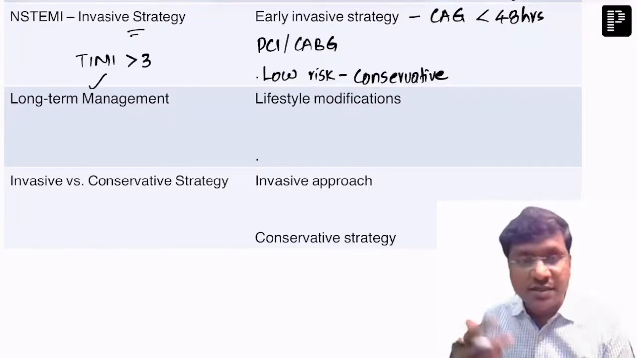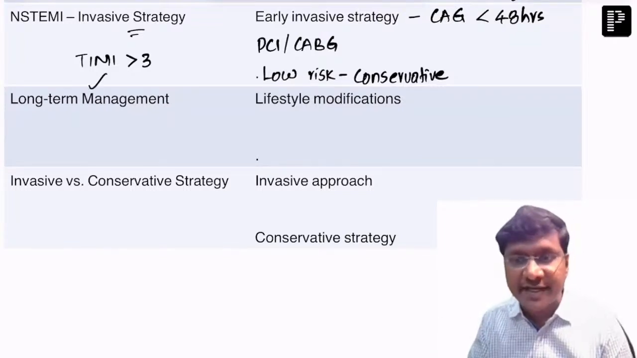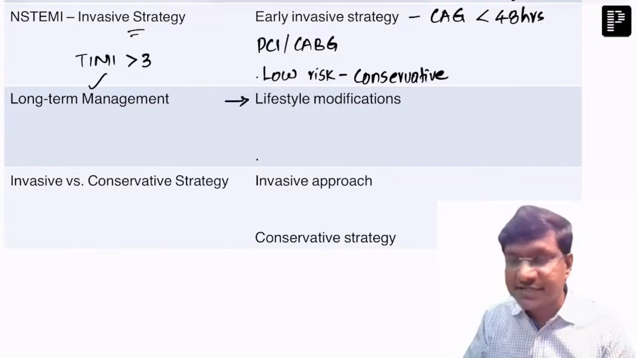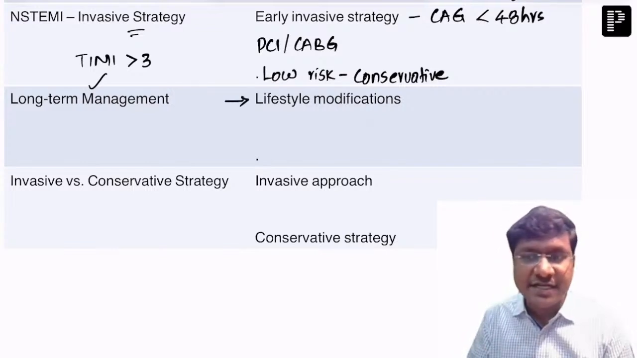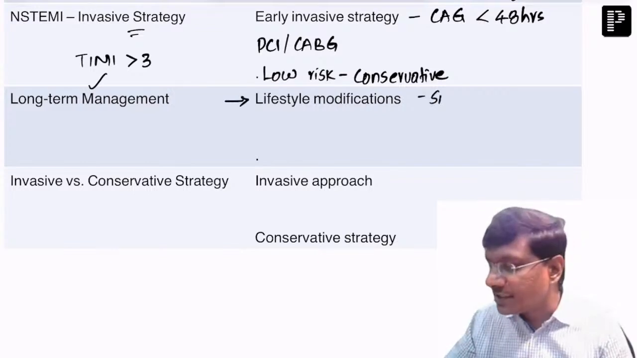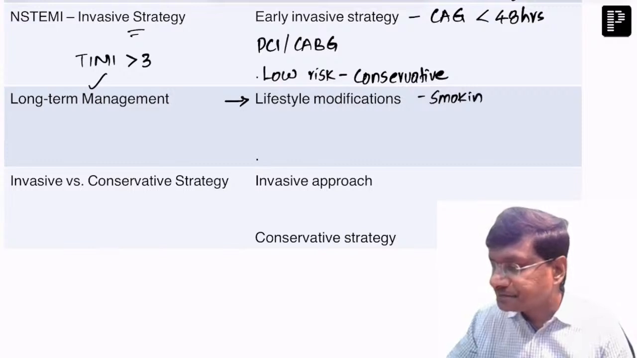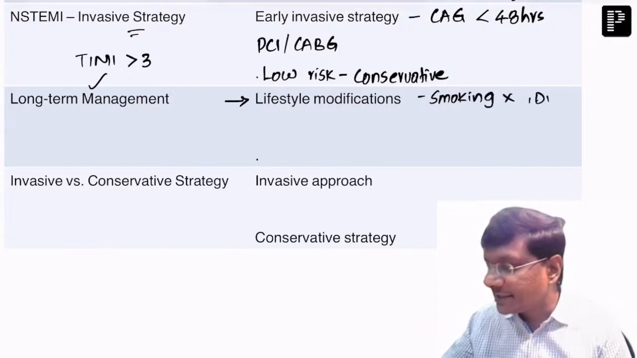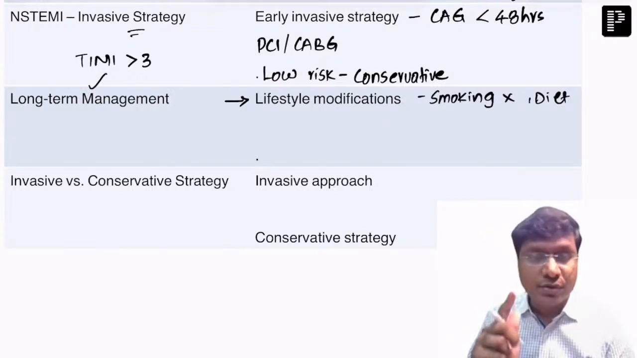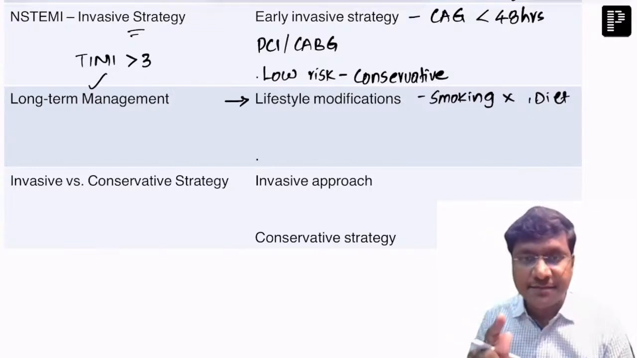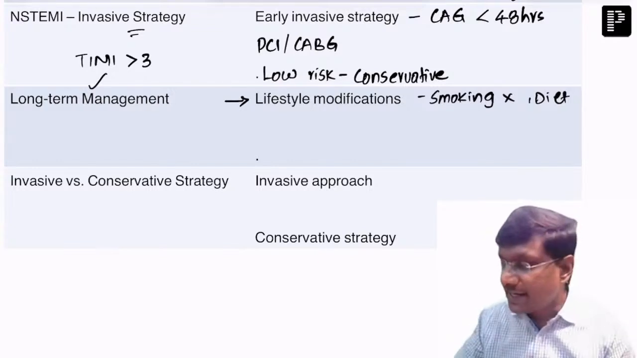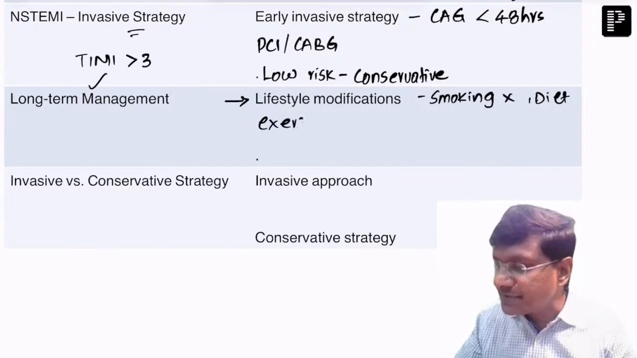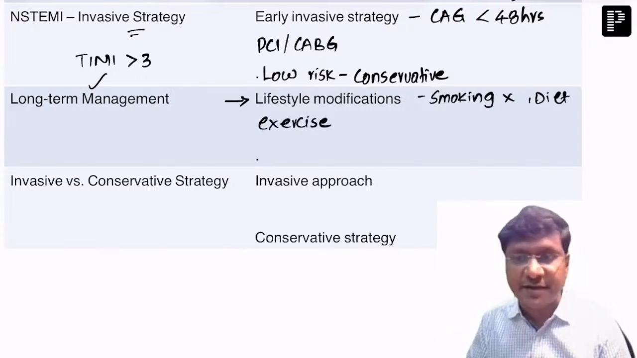Then what is the long-term management that you will be doing in case of NSTEMI? That is the lifestyle modifications. What will be those lifestyle modifications? Very important, if the individual is a smoker, smoking cessation has to be advised. Then diet. Okay, so a diet restricted in fat should be advised. And the individual is advised the permissible exercise for that particular patient.